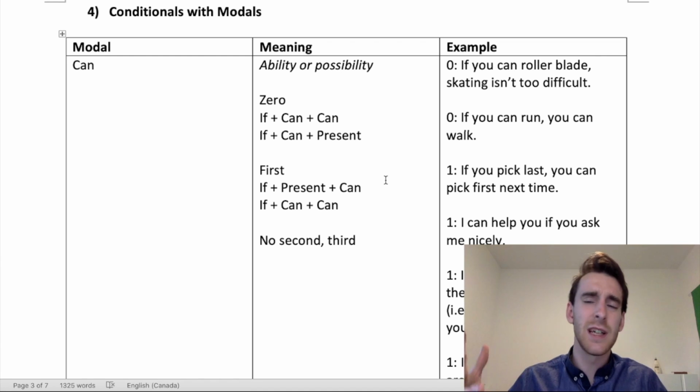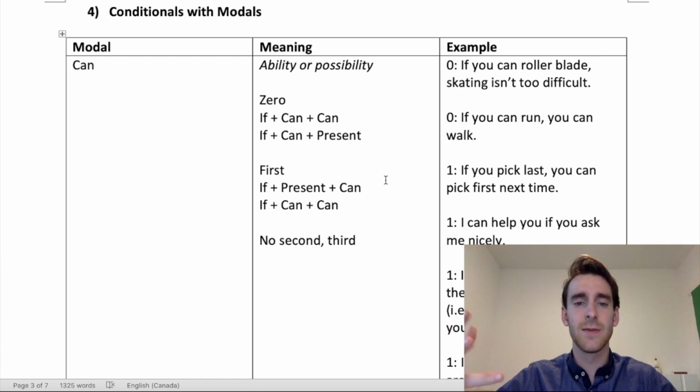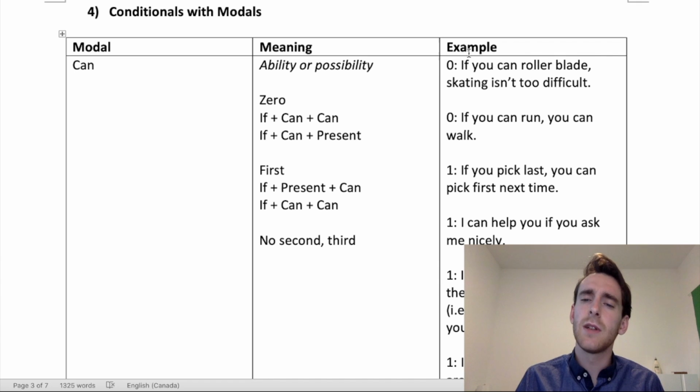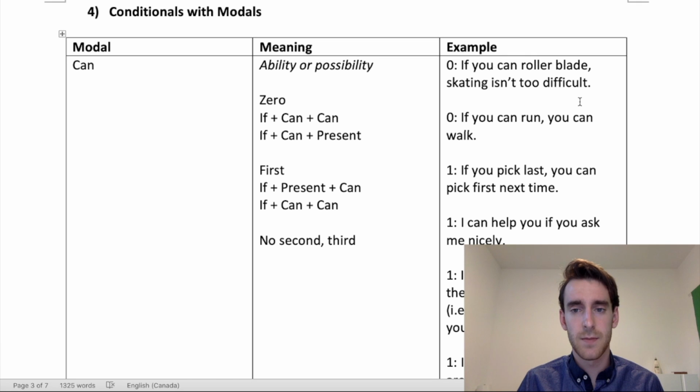Remember guys, you know you're advanced. Can is, I can do it. That means you have the ability to do it, right? The ability or possibility. Okay, so let's look at the 0 conditional. If you can rollerblade, skating isn't too difficult.